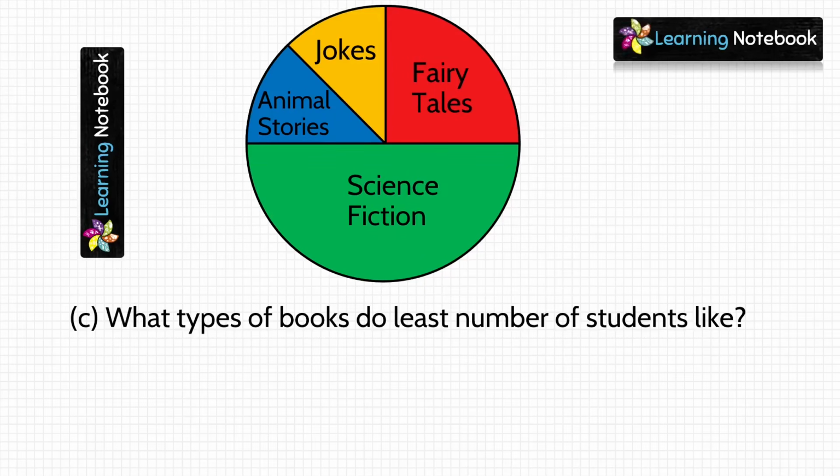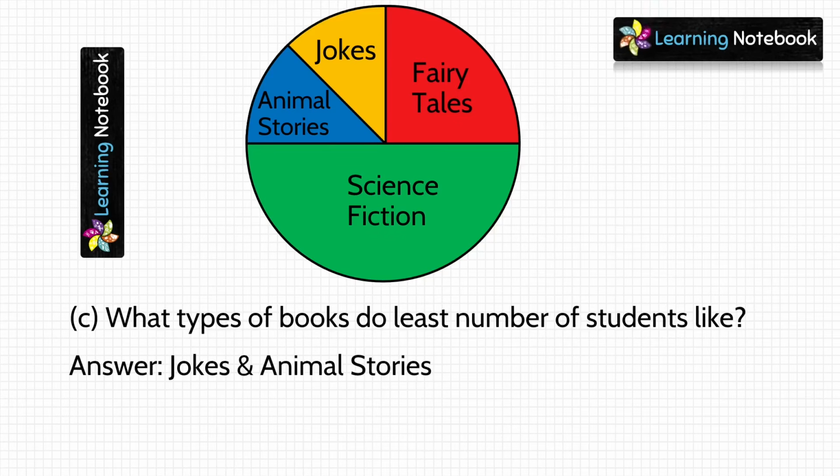Next question is, what types of books do least number of students like? Students, both animal stories and jokes are represented by 1/8 of this circle. And which is least of all the parts of the circle. Therefore, animal stories and jokes are the books which least number of students like.